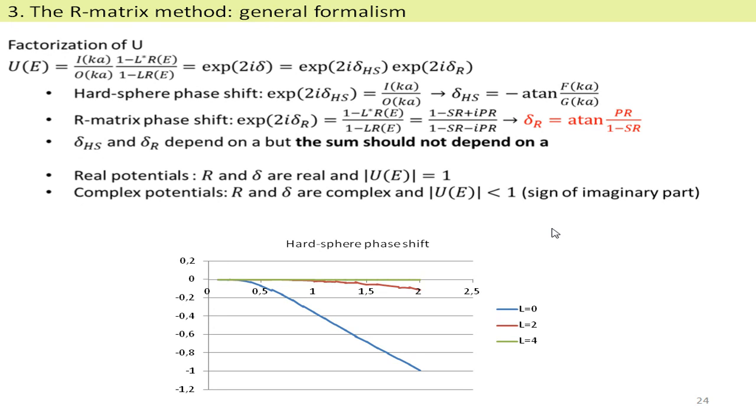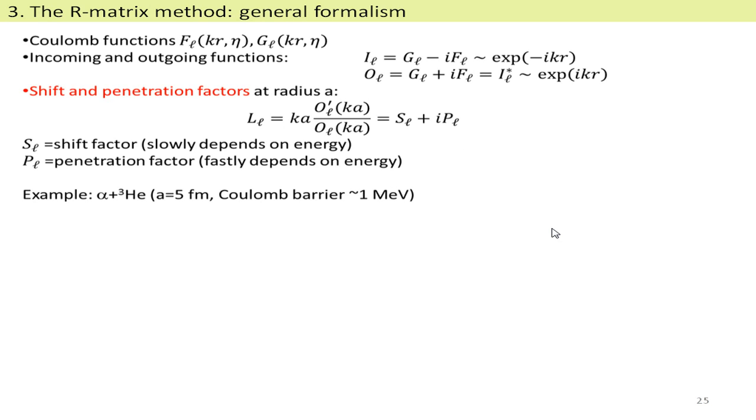Here you have pictures for the hard-sphere phase shift, again for alpha plus helium-3. You have the energies in MeV, and the hard-sphere phase shift in radians. You can see that for L equals 0 the hard-sphere phase shift is rather important. When you increase L, this hard-sphere phase shift is smaller and smaller, and again this is due to the centrifugal barrier. So here are the properties of the Coulomb function.